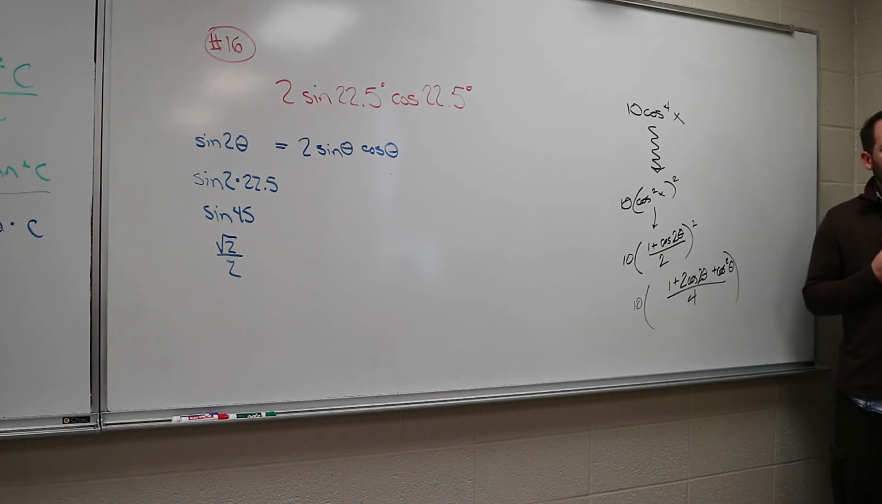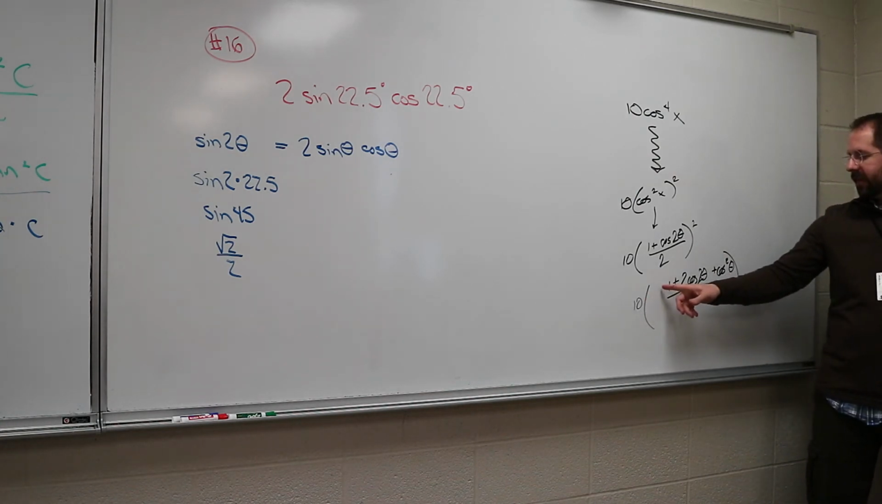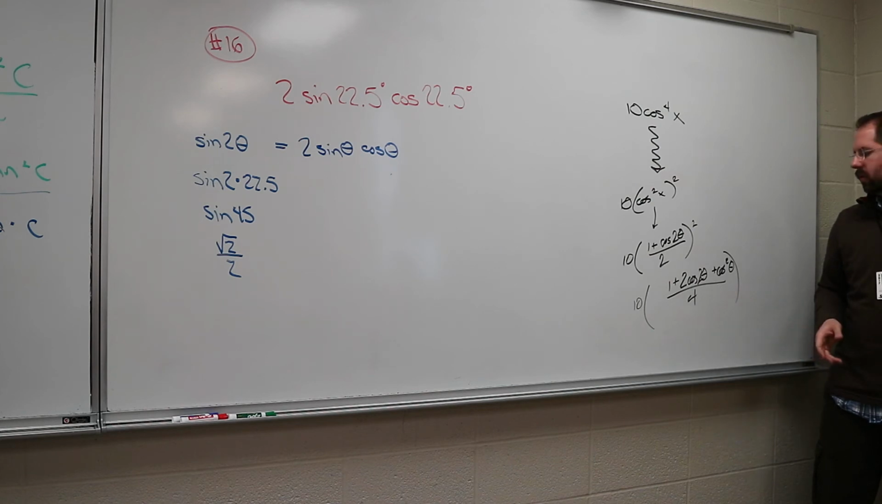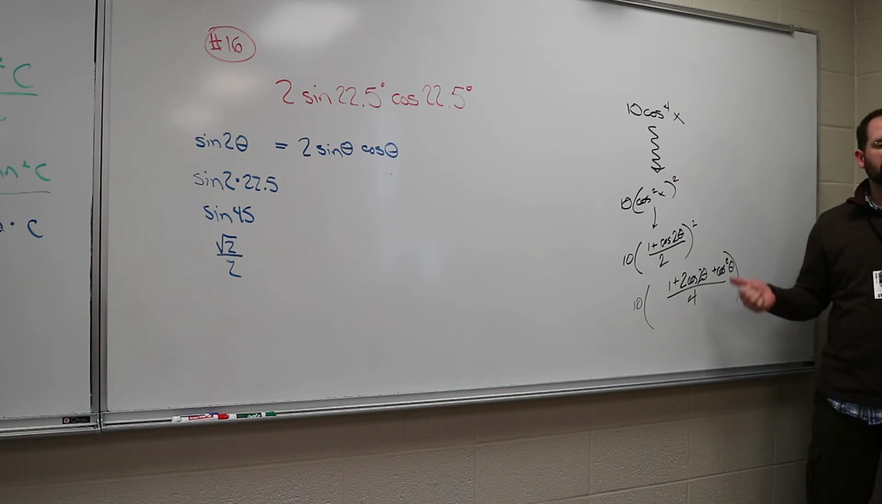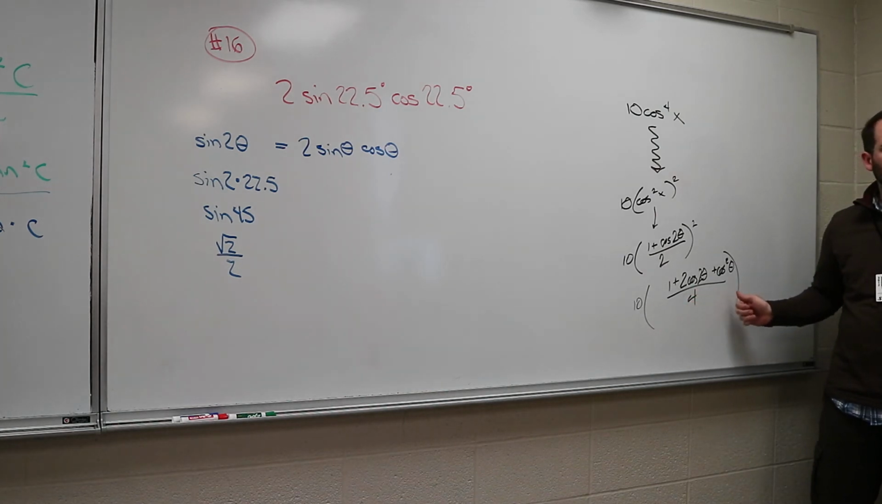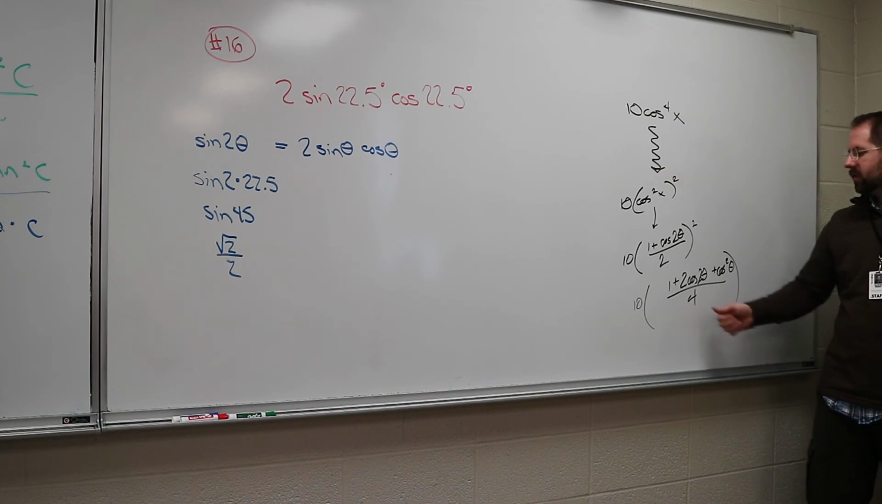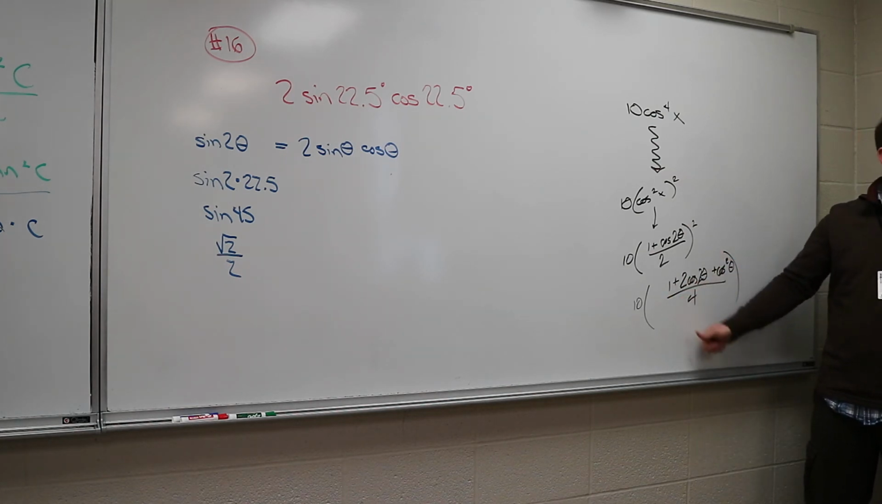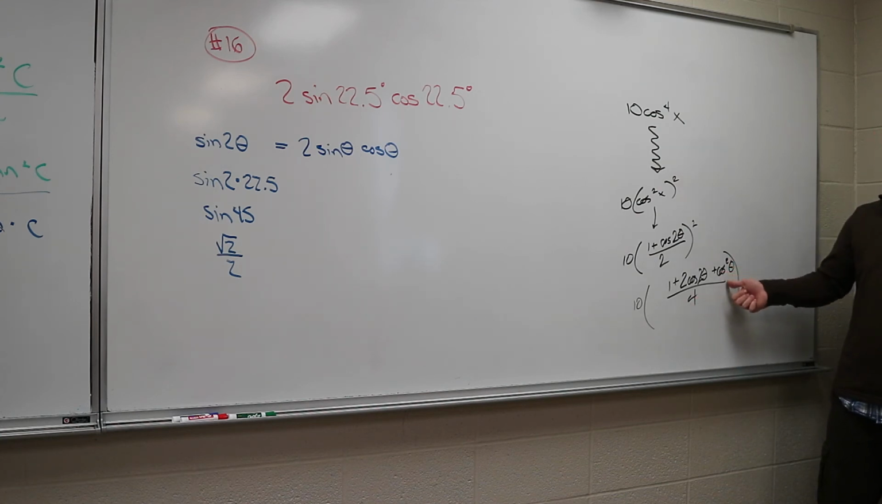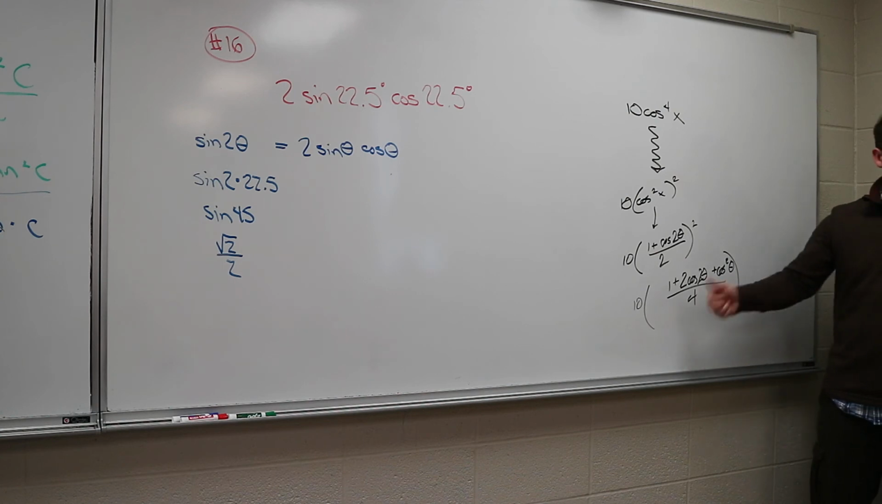What I would do next, distribute the 10 to everything on the top, so everything gets a 10: 10 plus 20 cosine 2 theta plus 10 cosine squared theta. Then take each item and divide by 4. Just put a 4 on the bottom of each item separately. So the 10 over 4, the 20 cosine 2 theta over 4, and this 10 cosine squared theta over 4. Divide everything by 4.